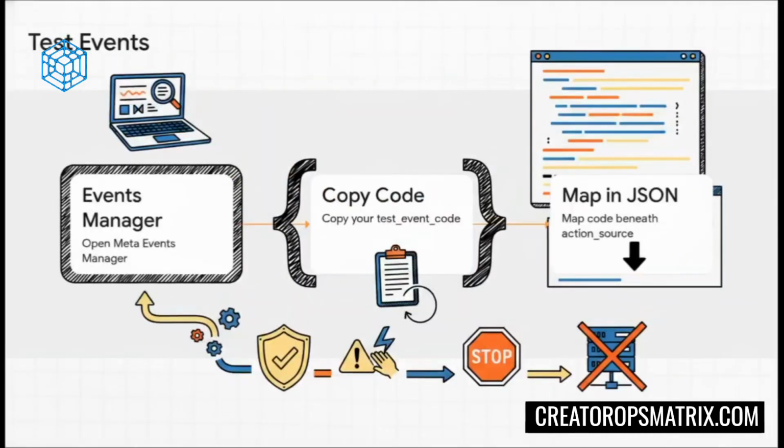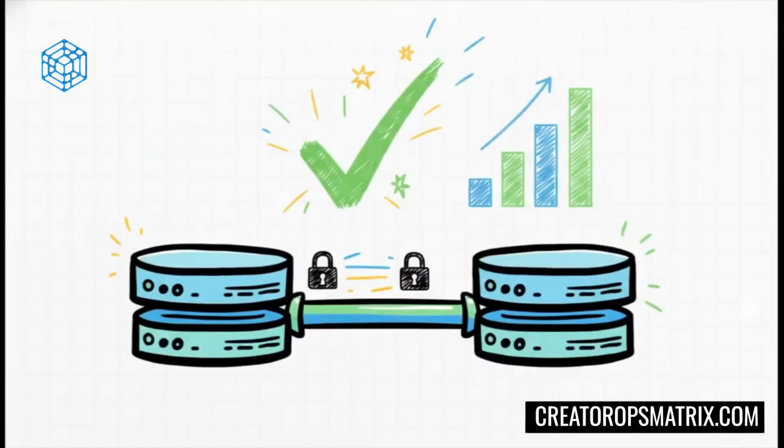Now, as a high-level operator, you know you never test blindly in production. So follow these steps to use the Test Events tab safely. Open up Meta Events Manager. Copy your unique test_event code and map that code right beneath the action source parameter in your JSON payload. Run the module and use the official Meta payload helper to validate your architecture. But huge warning here, remove that test code before you go live, or Meta will start aggressively rejecting your real production requests.